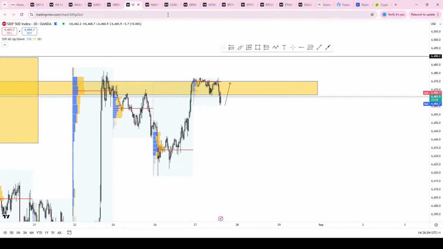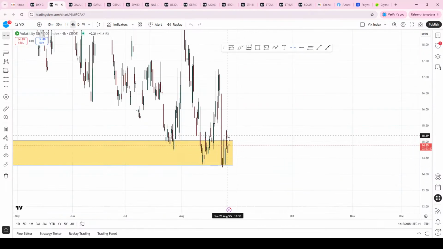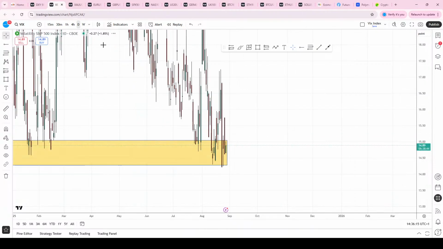So that's what I'm going to be watching, as I said, in the S&Ps and on the NAS. On the VIX, just to conclude that, we've obviously seen that gap at 15. Now we're back off the 15, down into 14.9.